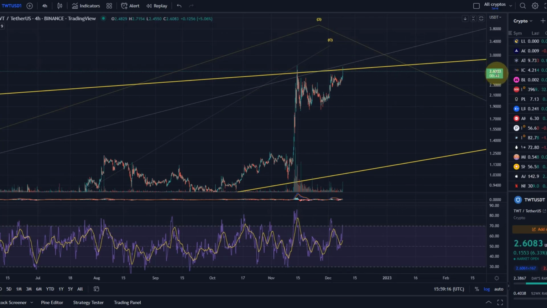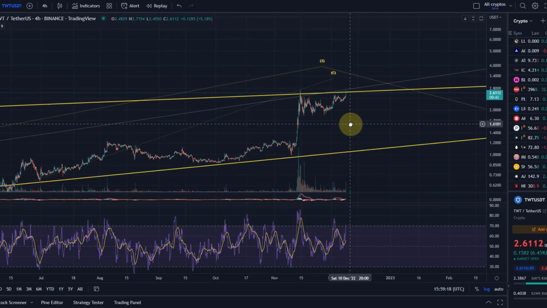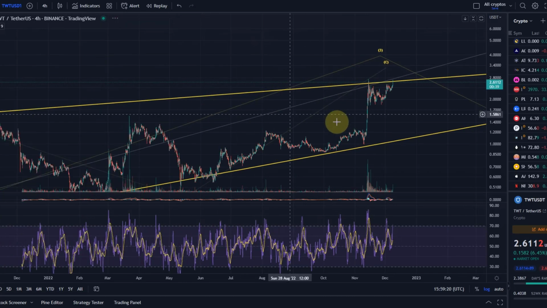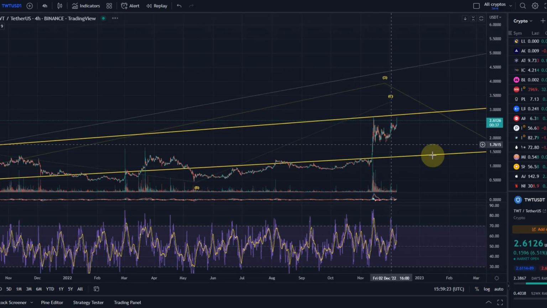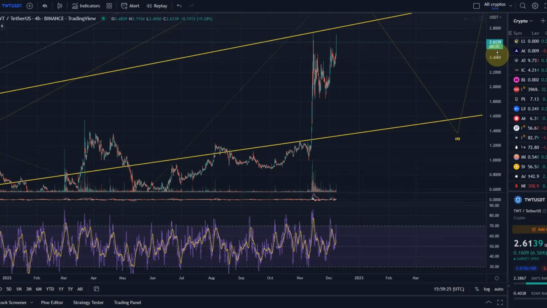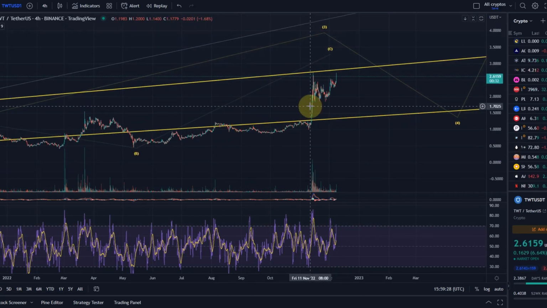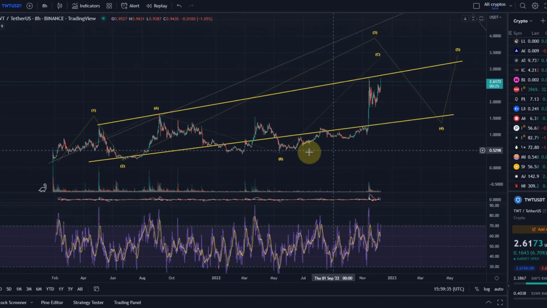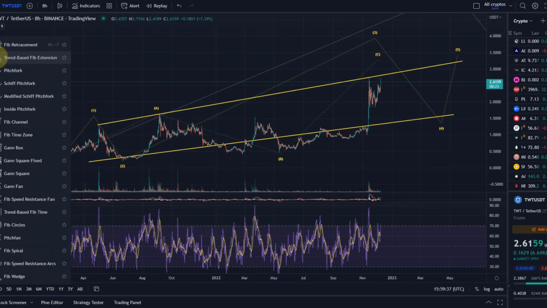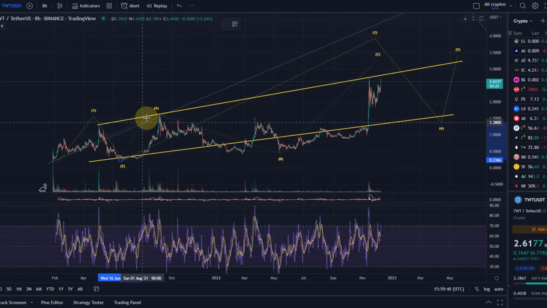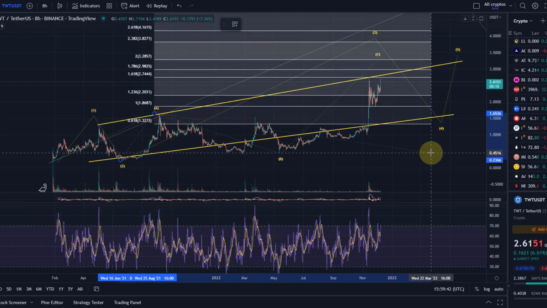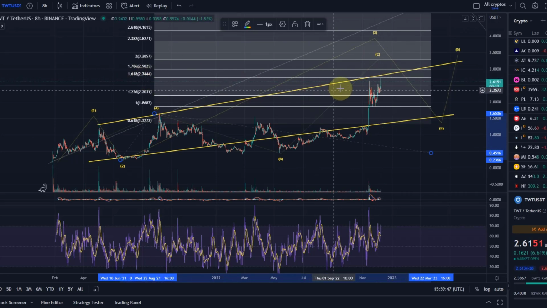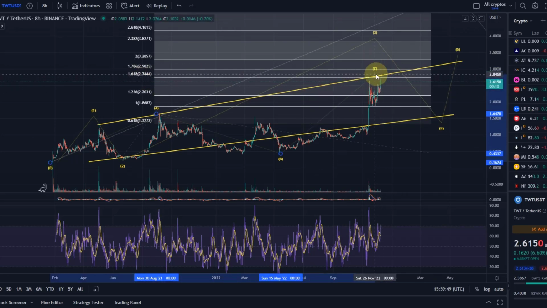If we break higher, that's where the problem comes in, because if we look at diagonal patterns, the Fibonacci extensions are not that reliable, but we can give it a go. We could take the Fibonacci extension, take the length of the A wave, go to the low of the B wave, and as you can see, we've actually already reached the 1.618 extension, which is ideal for a C wave.